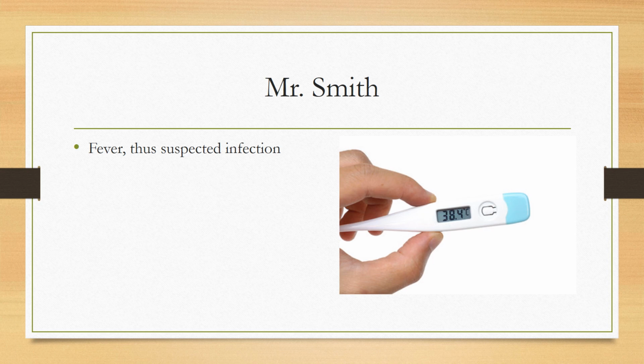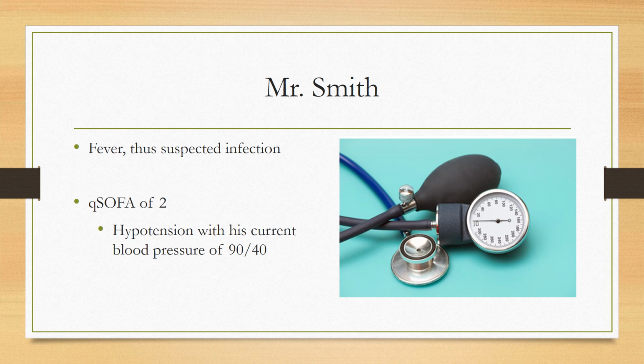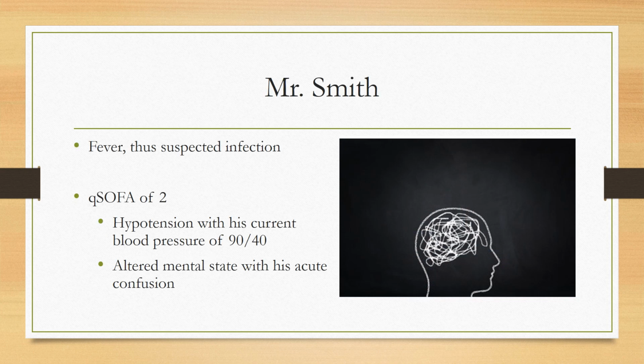In our case study here, Mr. Smith does have a fever, thus it's reasonable to suspect that he does have an infection of some degree. And Mr. Smith scores a qSOFA of 2: 1 for his hypotension with his current blood pressure of 90/40, and Mr. Smith also does have an altered mental state with his acute confusion. Given this information, it would be reasonable to have a provisional diagnosis of sepsis being made until a full SOFA score can be completed, and for Mr. Smith to be put on the appropriate sepsis pathway.